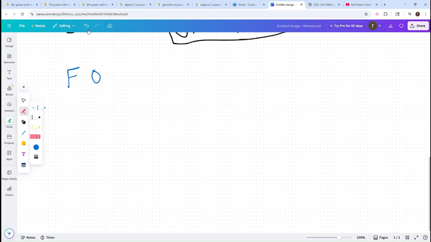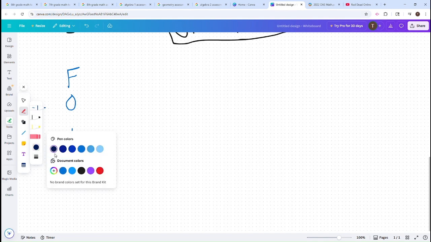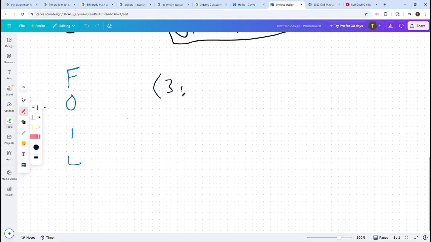Well, you know what? Let me do it vertically. FOIL. So we'll have something like 3i plus 8 times negative 5i plus 2. So the first, and you know what? I'm going to put these in different colors because I'm going to put a line with them.